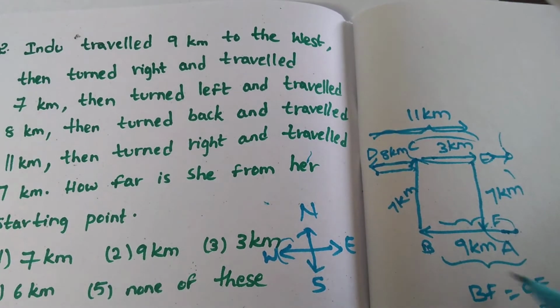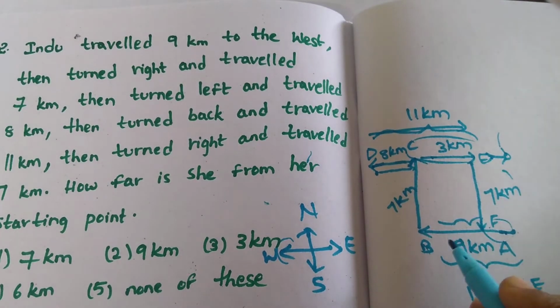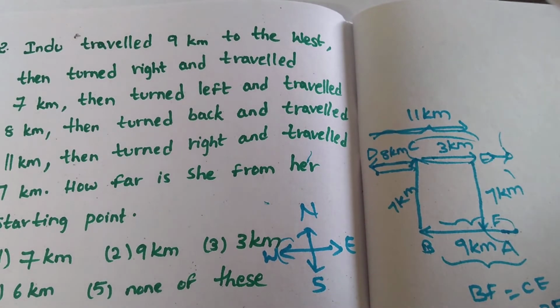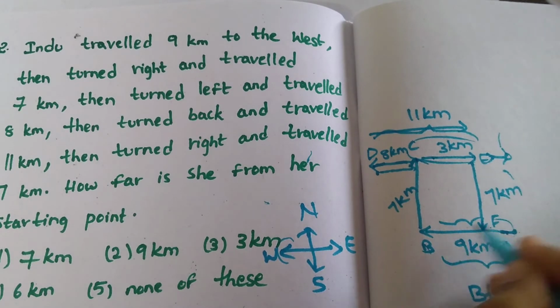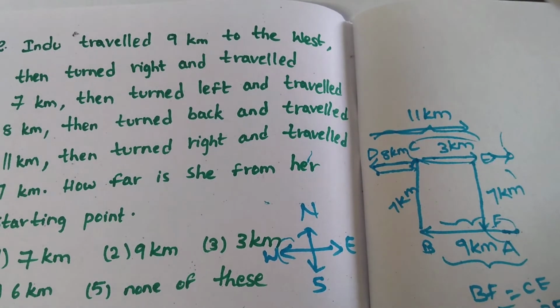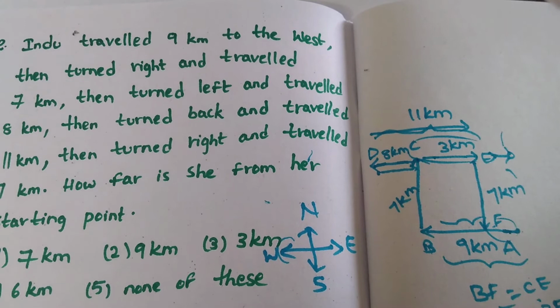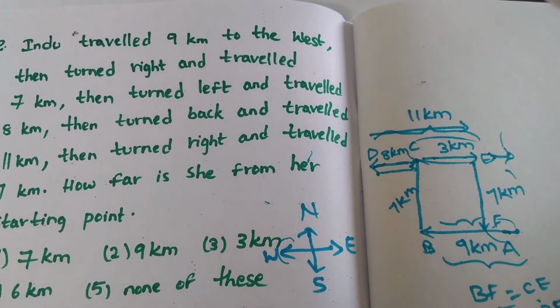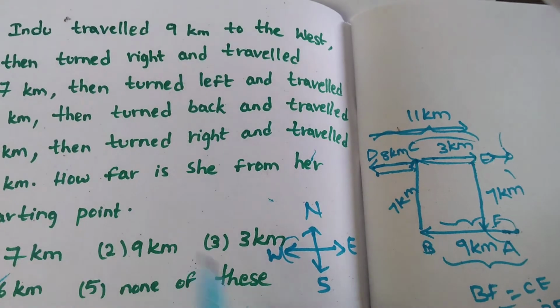So what is the distance of AB? 9 kilometers. And the distance of BF? CE equals BF. CE is 3 kilometers. So BF equals 3 kilometers. 9 minus 3, 6 kilometers. AF, the distance between F and A is 6 kilometers. So clearly Indu is 6 kilometers far away from her starting point. So the option is 4, 6 kilometers.